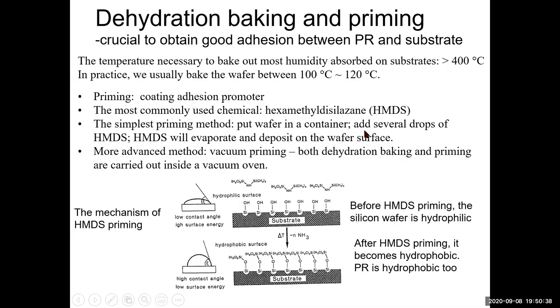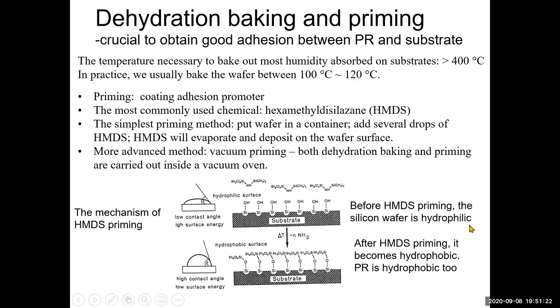Why can HMDS improve the adhesion between photoresist and the substrate? Namely, what's the mechanism of HMDS priming? So let me explain the mechanism using these two figures. First, before HMDS priming, the silicon wafer or silicon substrate is hydrophilic due to these hydroxy groups, those OH groups.